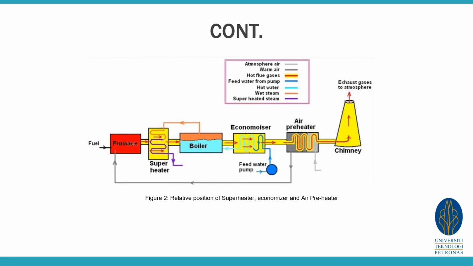This diagram shows the typical process in a steam power plant. Hence, with the economizer installed before the boiler, this one is the economizer and this one is the boiler, it can reduce the heat energy consumption at the boiler supplied by the furnace, as the water is already preheated in the economizer by using the waste heat, which is the flue gas.